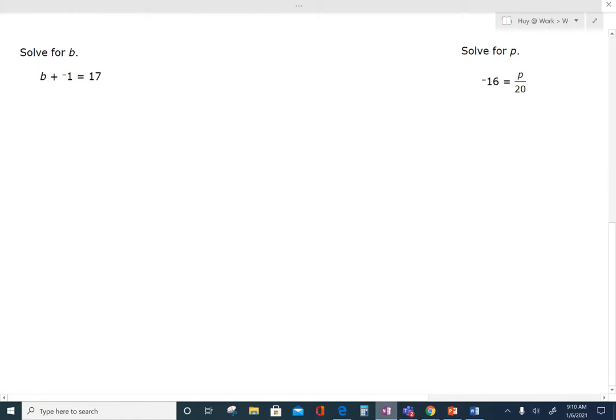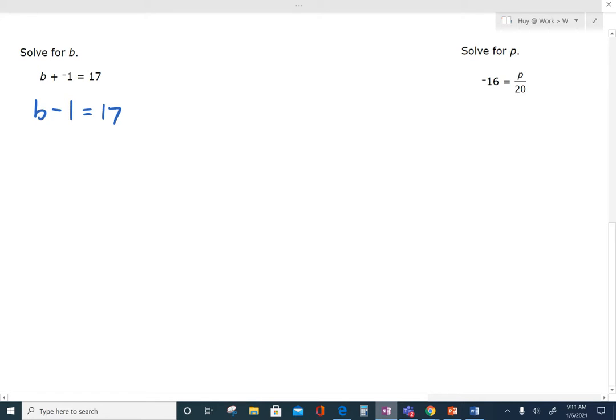Here I chose one that's a little weird. By weird, I mean there's a positive and a negative. B plus negative 1 equals 17. And I personally don't like the way that this problem's written. I'm still using this as an example because you will see things like this. But in my mind, when you add a negative number, that is going to be the same thing as just subtracting that number. Okay? So I'm going to rewrite the equation.